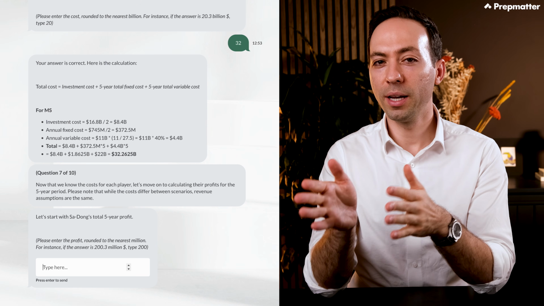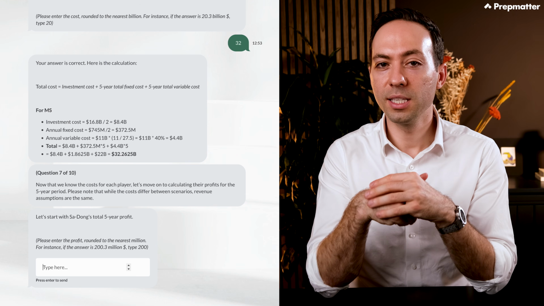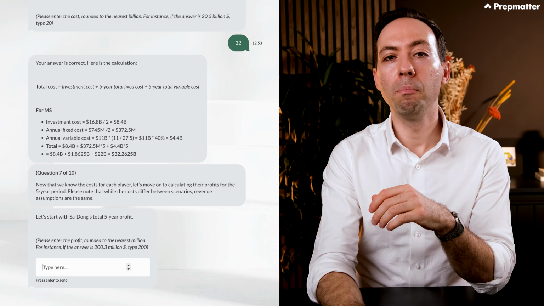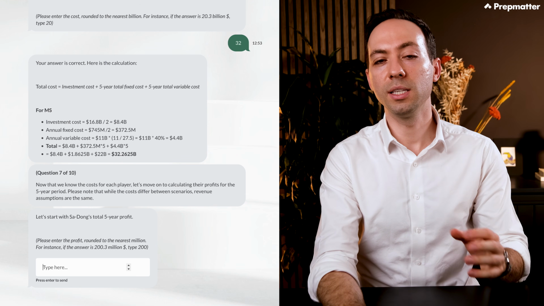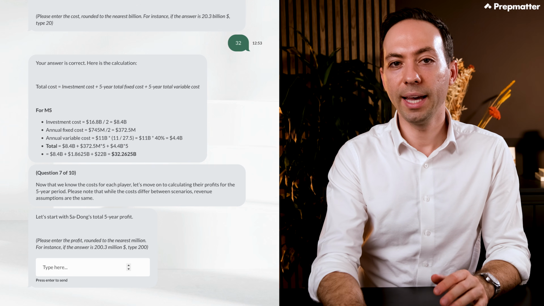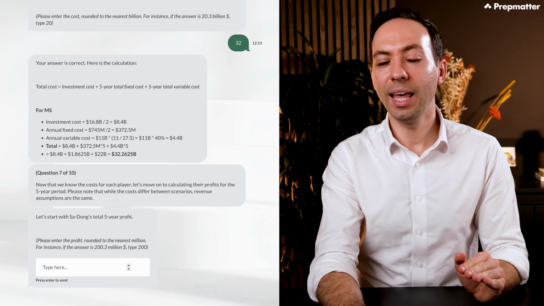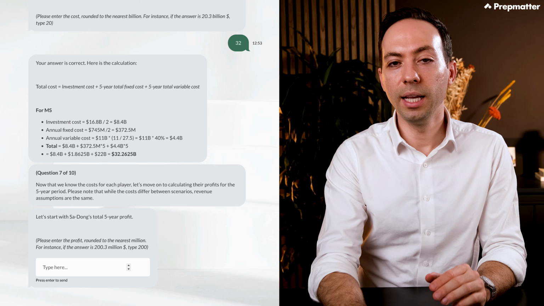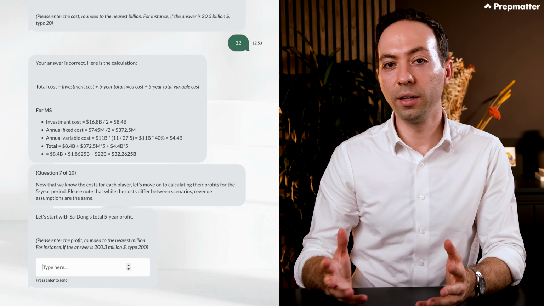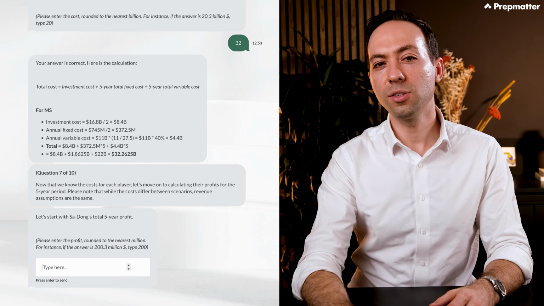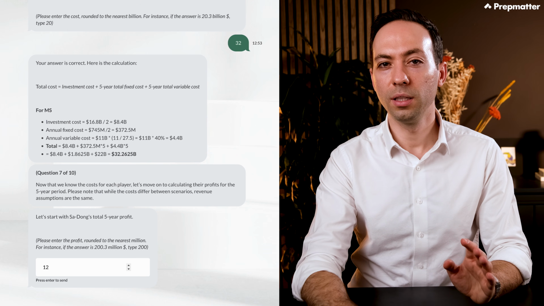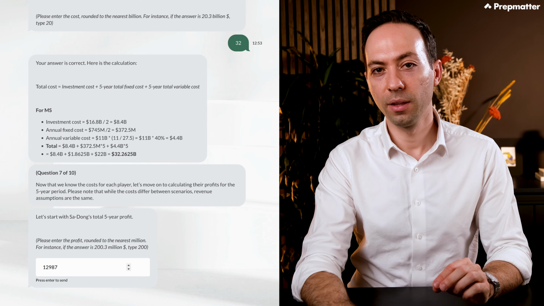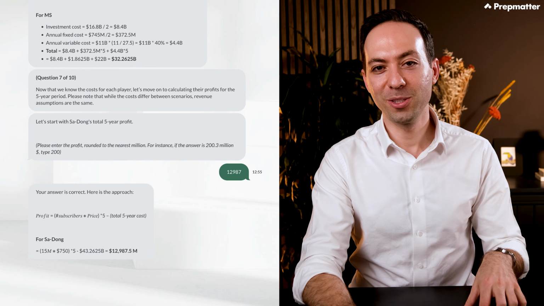So let's do the revenue minus costs. 56.25 billion minus 43.2625 billion. We get 12.9875 billion. In the instructions, it asks us to round it to the nearest million. So let's write 12987. We'll need to do the same for MS2.